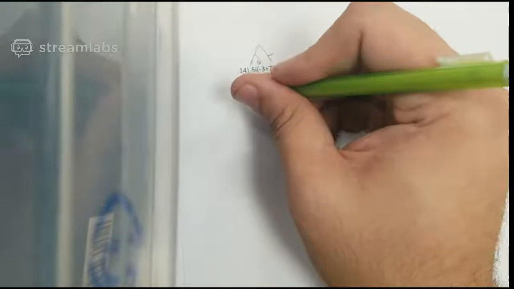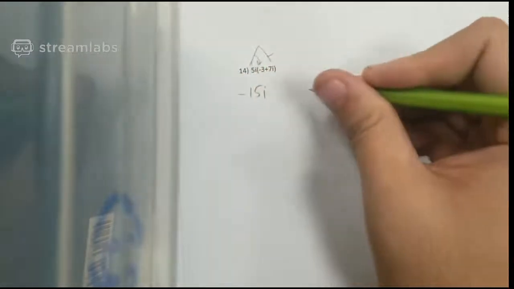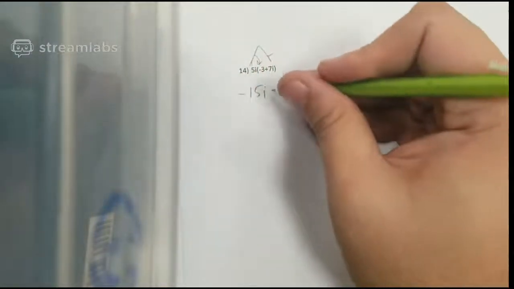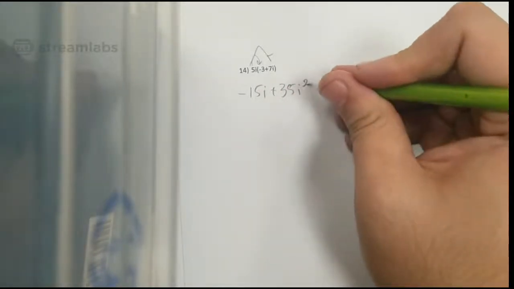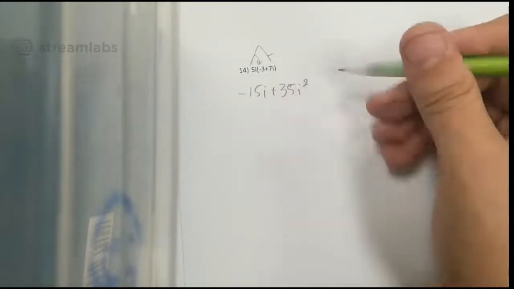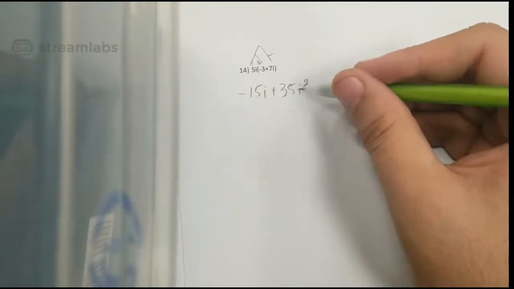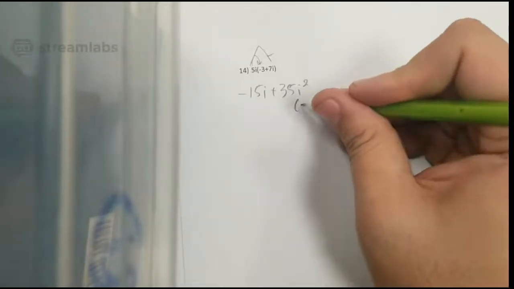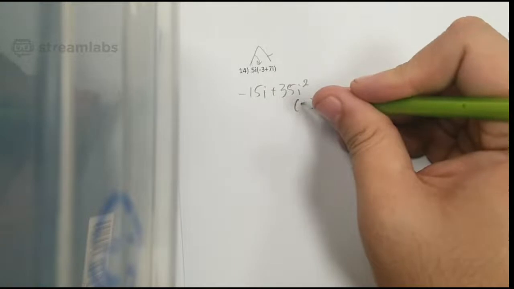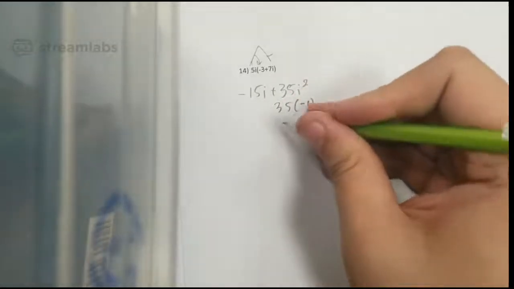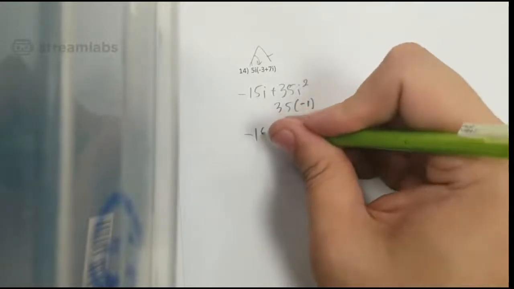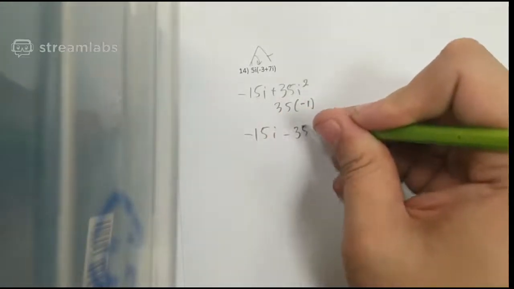5i times negative 3 is negative 15i. 5i times 7i is plus 35i squared. Don't forget the squared. A lot of people forgot that. But what does i squared equal, Mr. Tobel? You're right. It is negative 1. Good job. So 35 times negative 1. So that's going to be negative 15i minus 35.